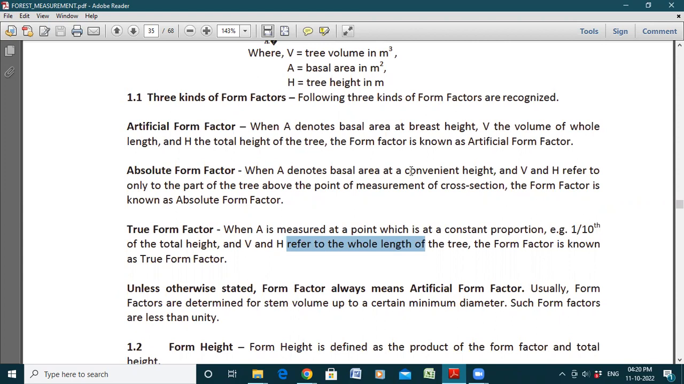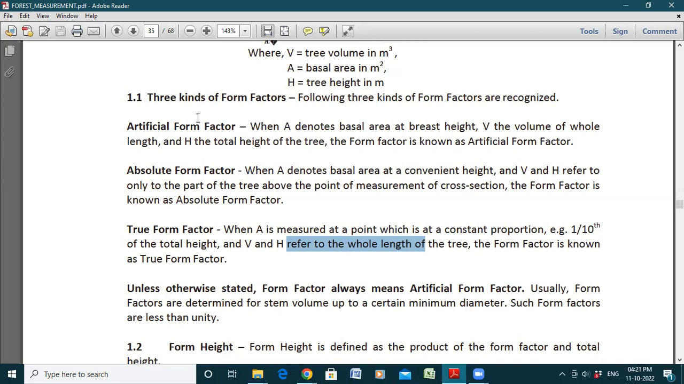Then we have true form factor, when A is measured at a point which is at a constant proportion, as for example 1 by 10 of the total height, and V and H refer to the whole length of the tree, and then the form factor will become true form factor. When we measure A at some constant proportion of the total height, like 1 by 10, then we will call this form factor the true form factor.